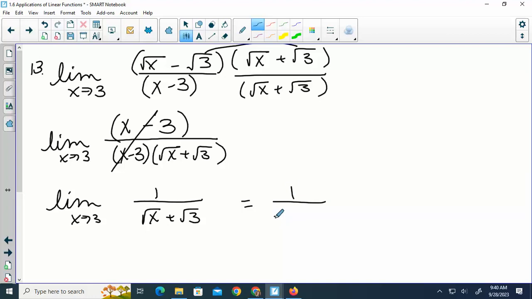So now we can just plug in the 3. So we get 1 over 2 radical 3. But it's not proper notation to leave a radical on the bottom. So I just multiply by radical 3 on top and bottom. So we get radical 3 over 6.